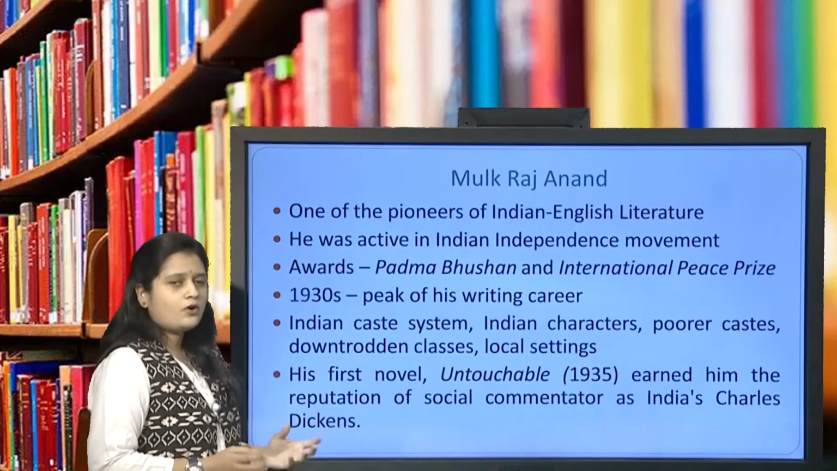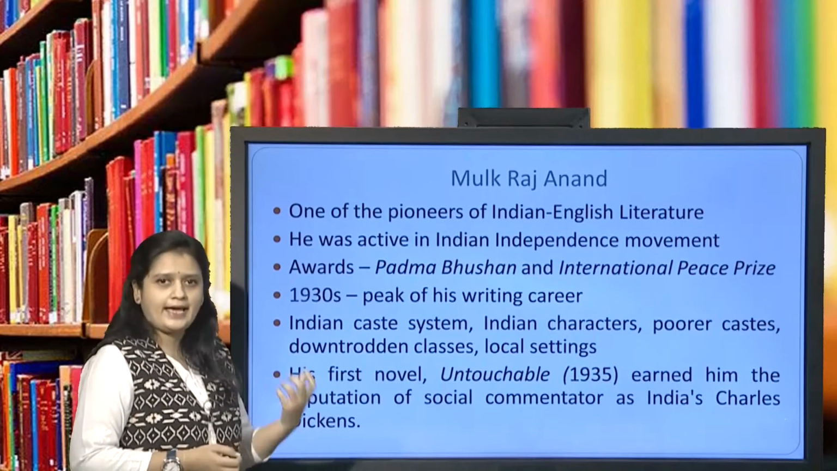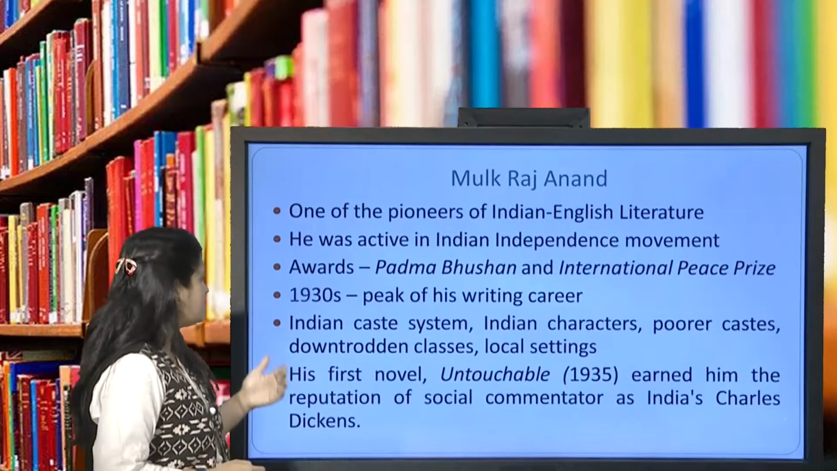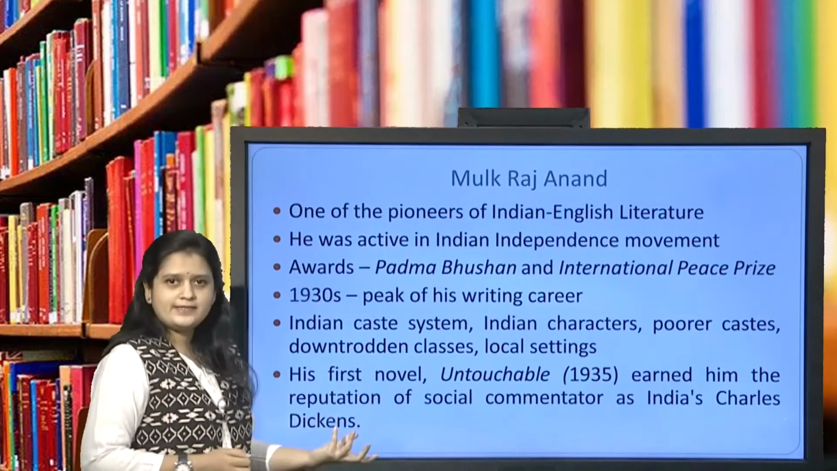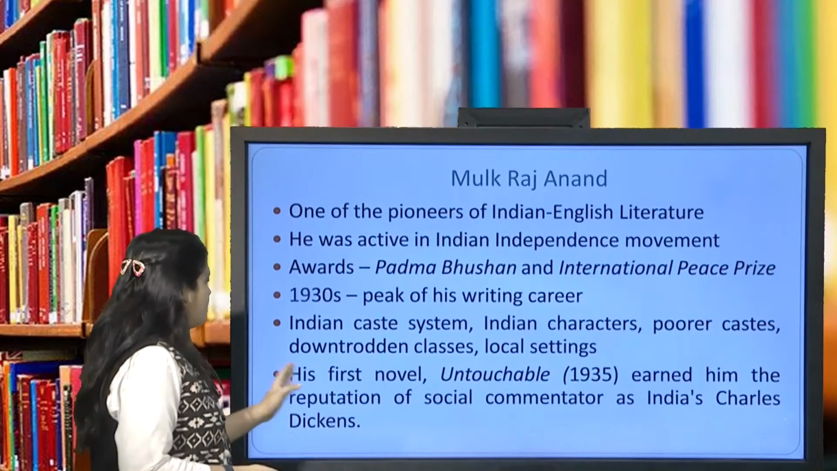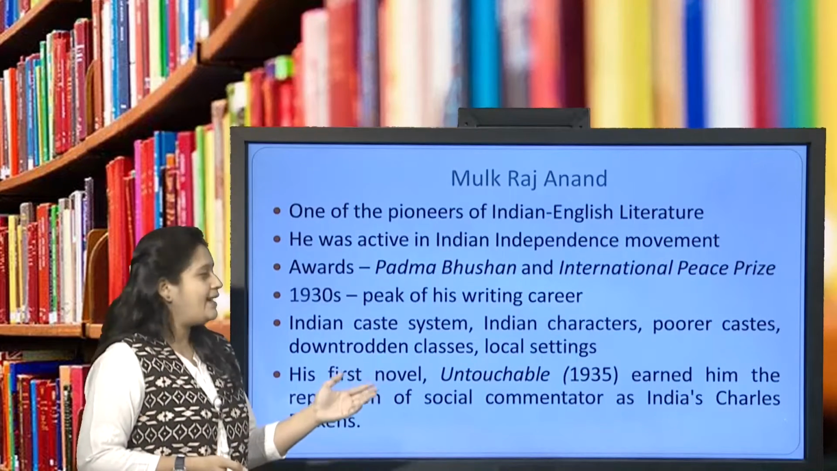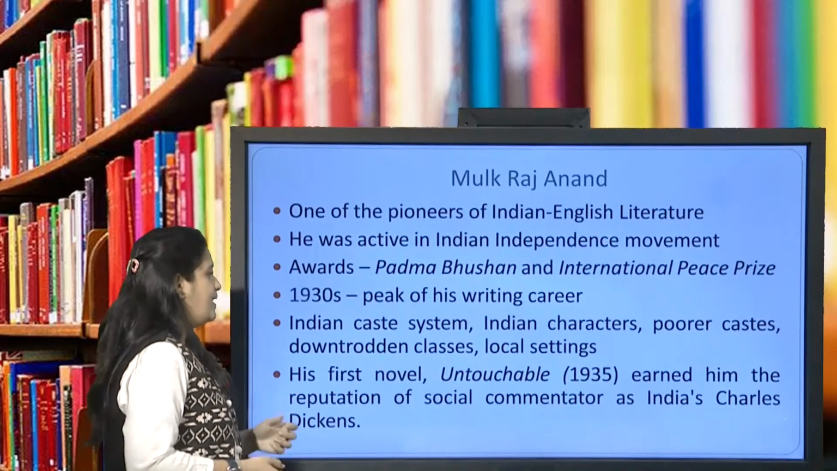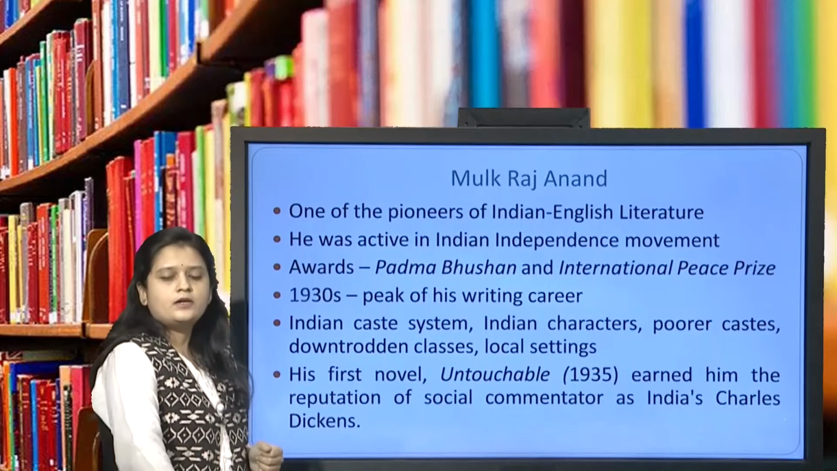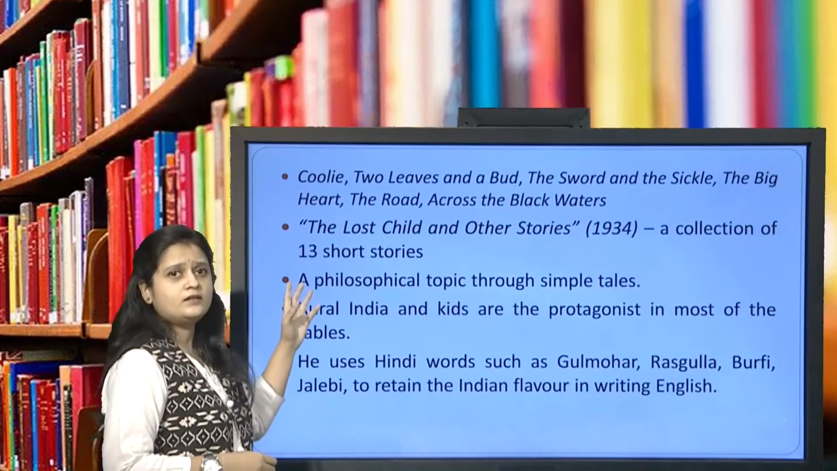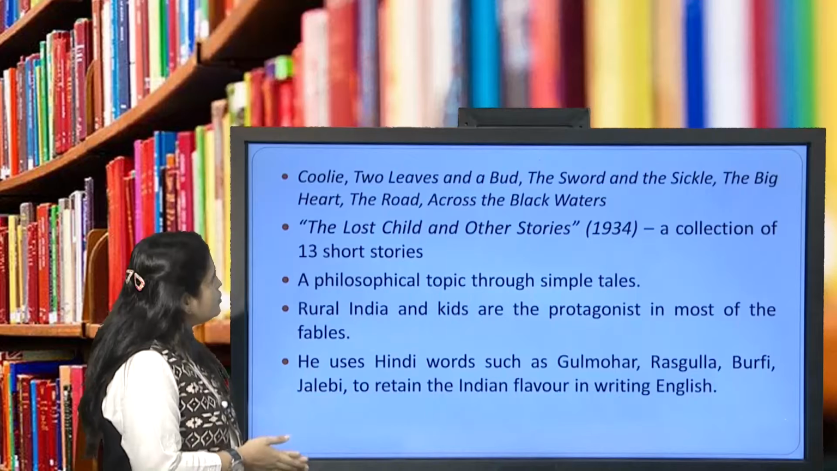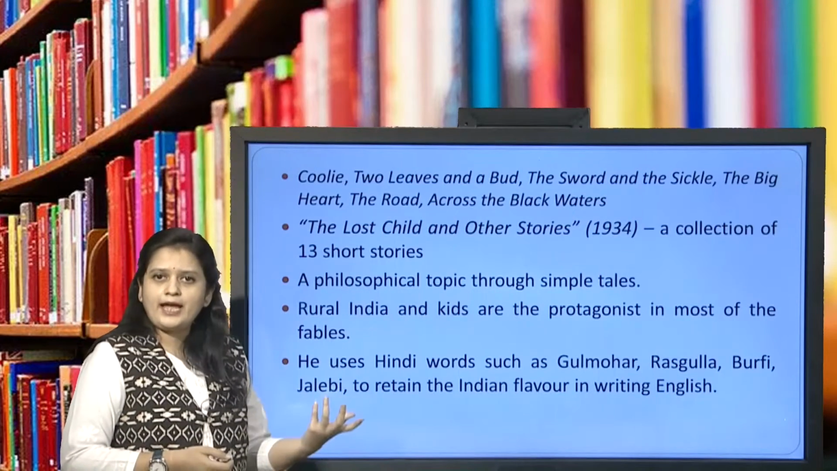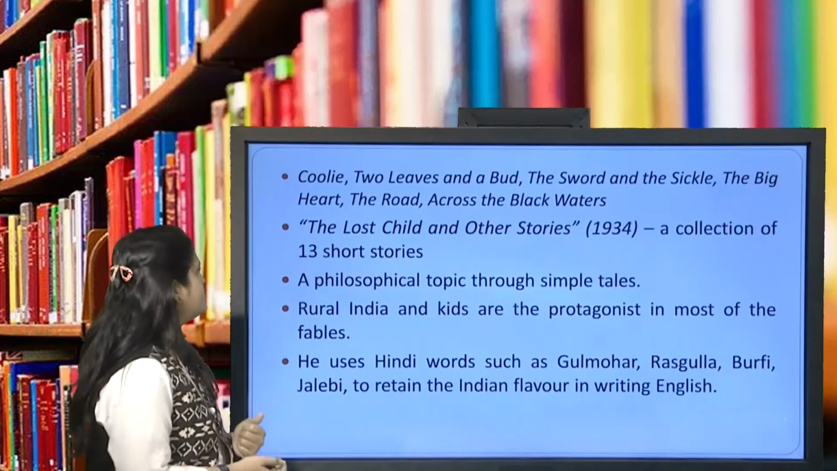So he wrote on Indian caste system, Indian characters. His writings were more focused on poorer castes, downtrodden classes, local settings, etc. His first novel, Untouchable, was published in the year 1935, and that earned him the reputation of social commentator as India's Charles Dickens. Moving further, novels such as Coolie, Two Lives and a Bird, The Sword and the Sickle, The Big Heart, The Road, Across the Black Waters are some of his notable works.